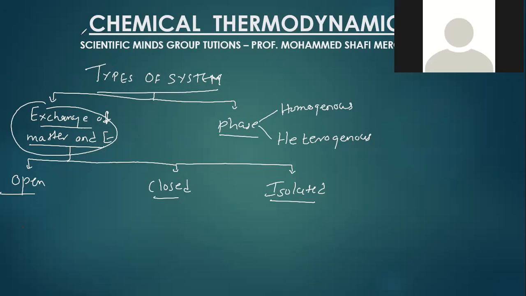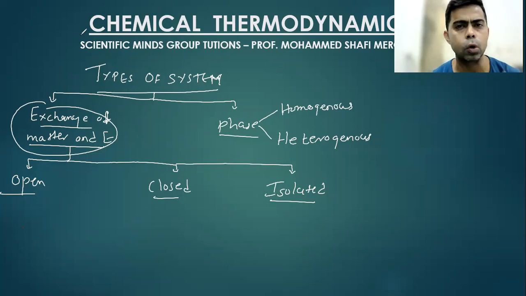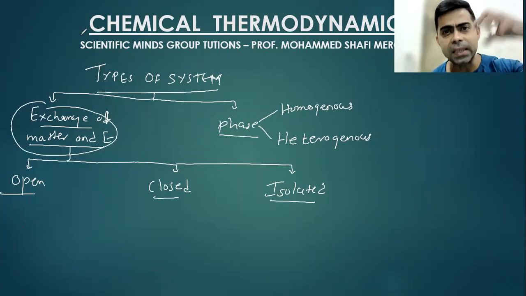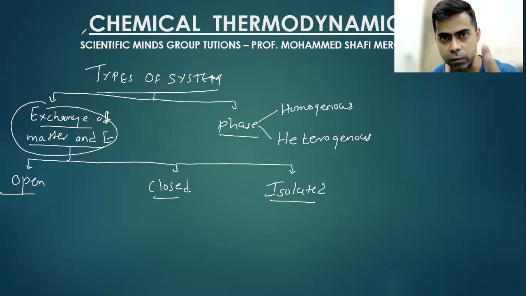So what is the meaning of open system, closed system and isolated system? We know that the area outside the system is called the surrounding. If any system exchanges, listen to me carefully, energy and matter with the surrounding, then it is called an open system. Energy and matter both.